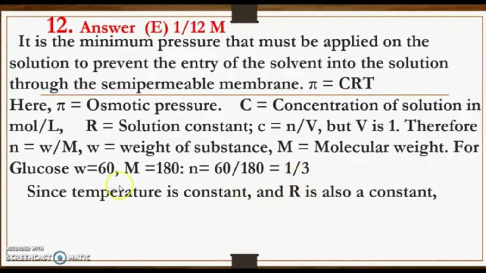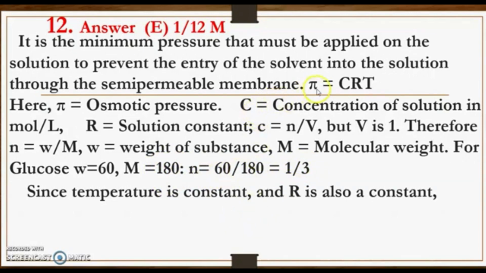So pi is equal to CRT. This is the concentration, C is equal to n by V, and V is 1. Therefore, pi is equal to nRT. Here n is the number of moles, obtained from the weight divided by the molecular weight. In the case of glucose, the weight taken is 60 gram. Molecular weight is calculated from the formula C6H12O6: 12 into 6, plus 1 into 12, plus 16 into 6, that will be 180. So the number of moles is equal to 1 by 3 mole.